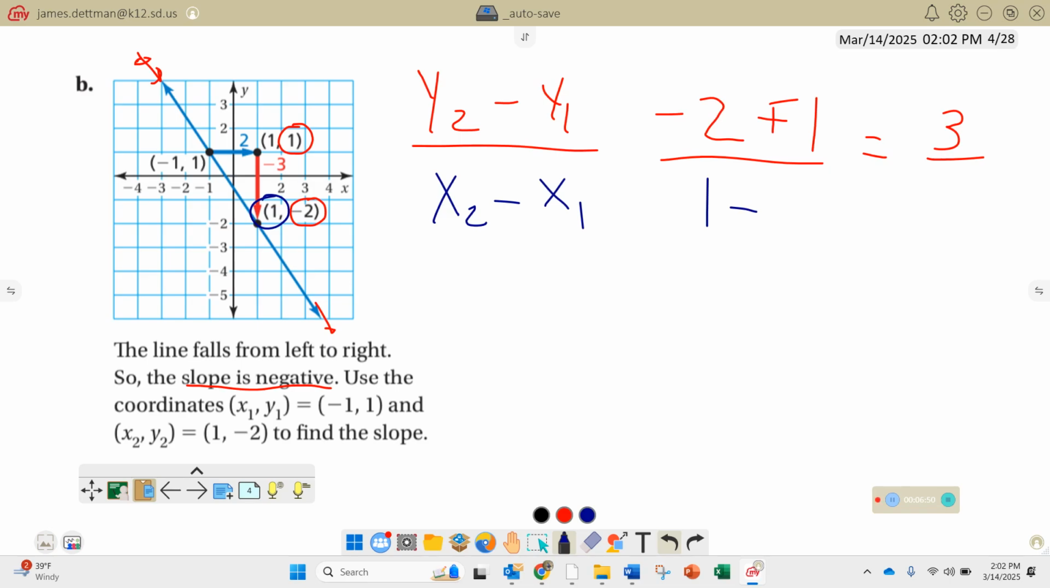x1, which is over here, -1. Okay, this is the line. We're doing the slope of the line, so we have to look at the points that are on the line. Once we get that, this is the slope we're finding. So 1 minus negative 1 we know is 2. So -3 over 2, sorry, the slope is -3 over 2.